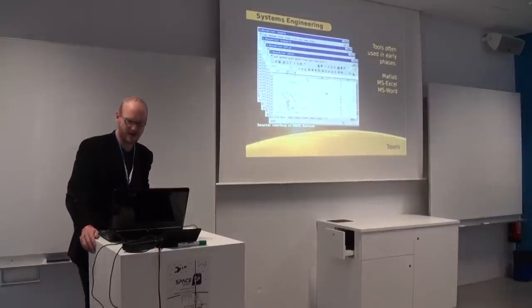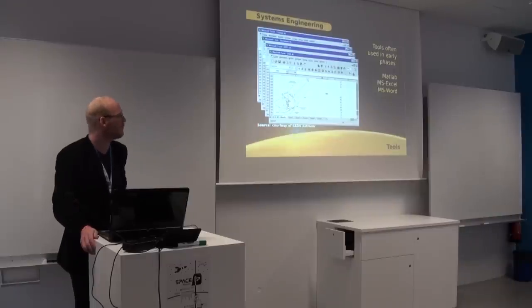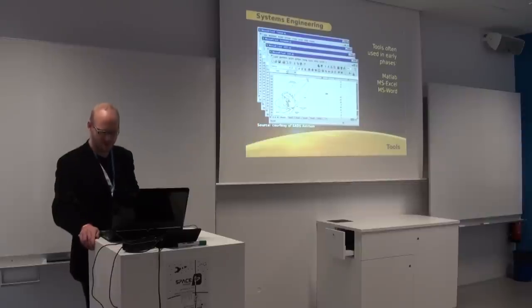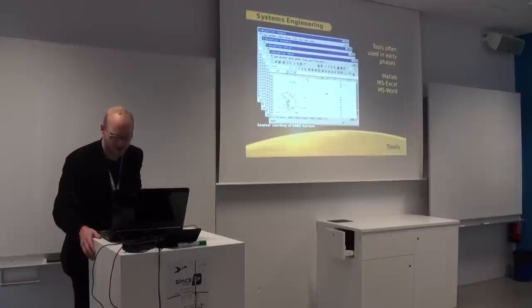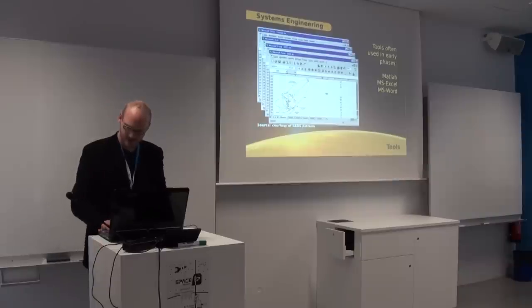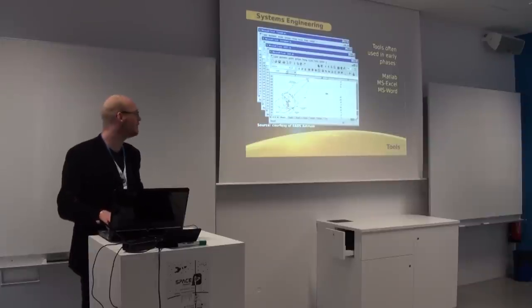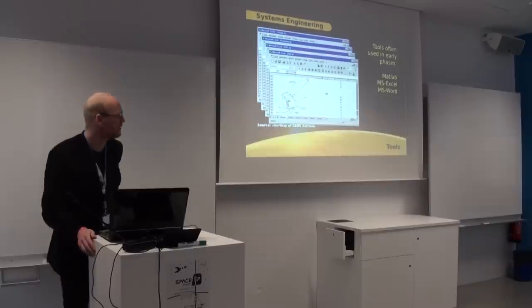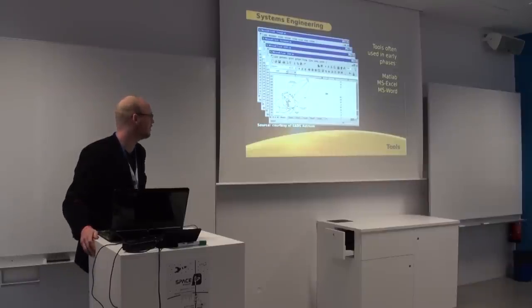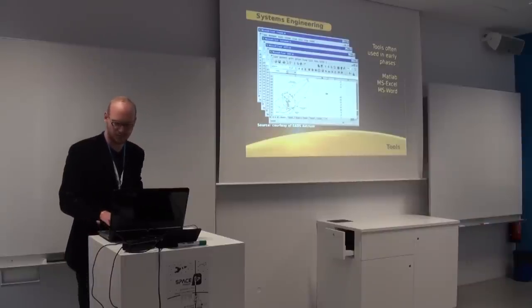In the early phases, tools like MATLAB or Excel or even Word are often used. Here you can see an example which is actually used by EADS Astrium. They do orbit definition with Excel, which is suboptimal, I would say, but they do it anyway. And if you do that, then you have a lot of work later on in the project to port all your findings into your actual system simulation tools.